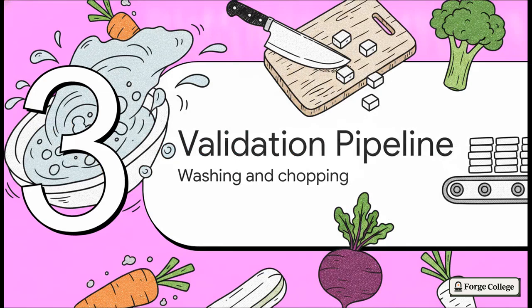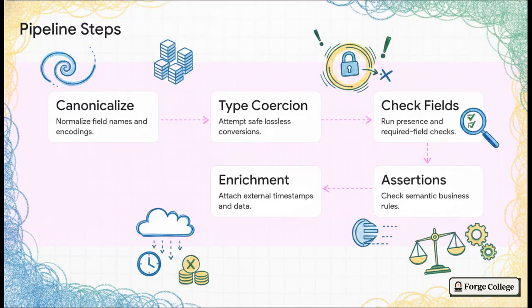Okay. Section 3. Building the validation pipeline. Let's look at the actual mechanics of how we wash and chop these on-chain data ingredients. Mechanically speaking, our pipeline takes a deserialized payload and runs it through this exact specific sequence. First up, canonicalization. Second is type coercion, and this one is absolutely vital. You cannot just force a square string peg into a round integer hole without a really safe, lossless conversion strategy. If that conversion fails, the pipeline has to emit an error, but importantly, it still needs to preserve that raw string so we can audit it later. Third, we run required field checks. Fourth, semantic assertions. And fifth, we do our enrichment.